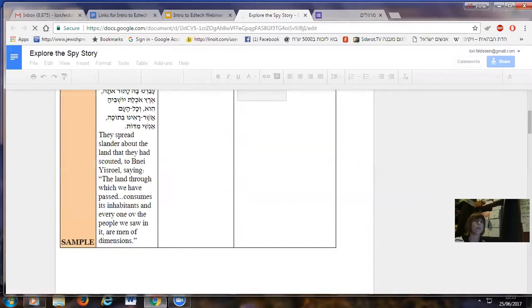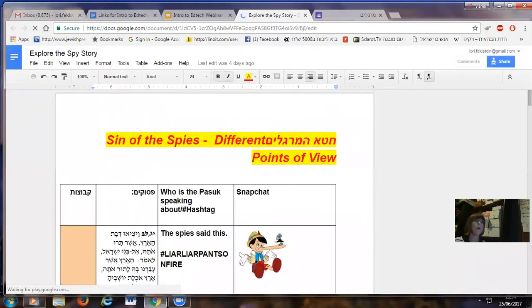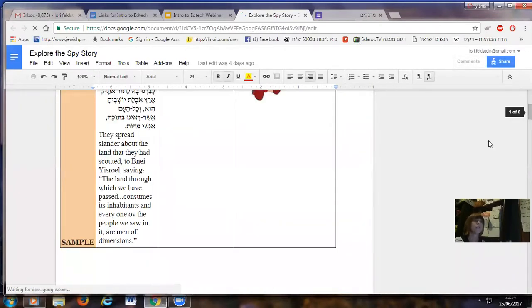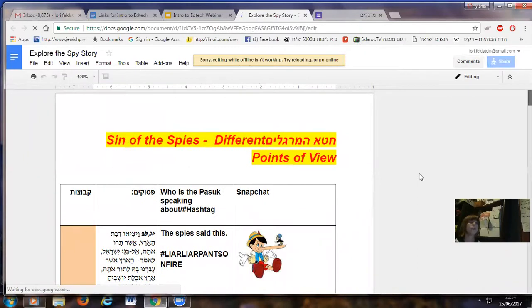Again, we're working with Sefer Bamidbar or Numbers with the text of the Meraglim story, again, the story of the spies. Or it can be used for Jewish holidays. It can be used for general studies in history, in science, in many different topics. And okay, so on a Google document, you have the opportunity to put material.